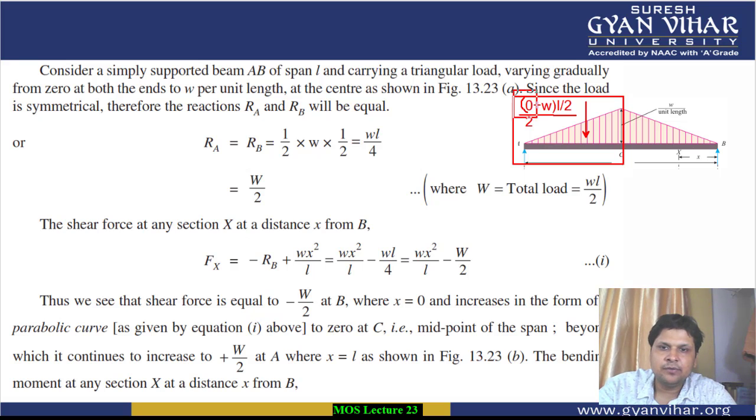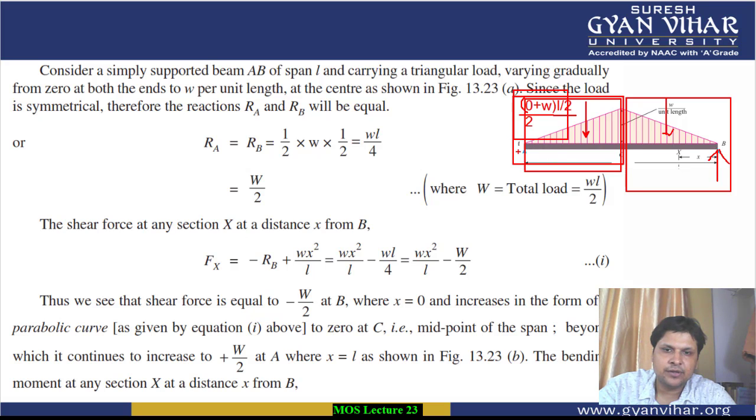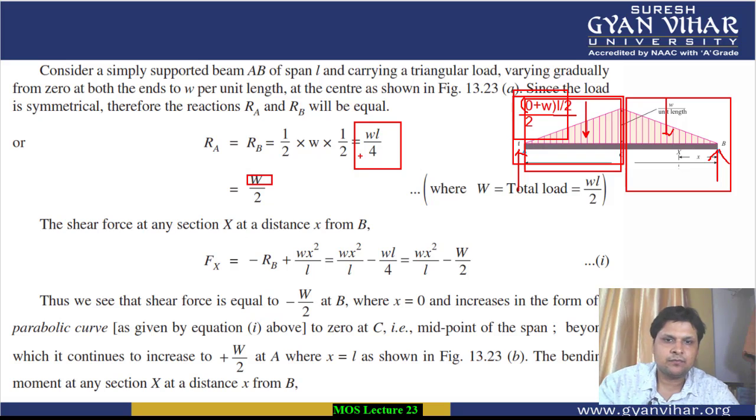WL by 4 will be the load due to this triangular portion, and for this triangular portion also it will be WL by 4. So the support reaction will be WL by 4 here, and WL by 4 here also on this side. So the reactions which we have calculated are WL by 4. In short, if we write capital W in place of WL, it will be equal to W by 2.